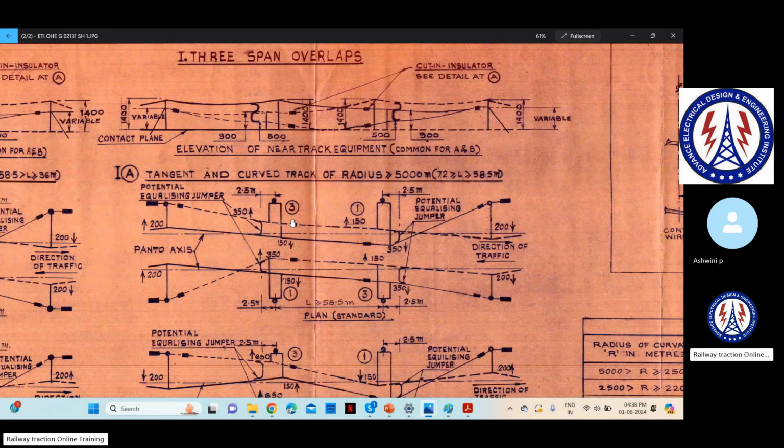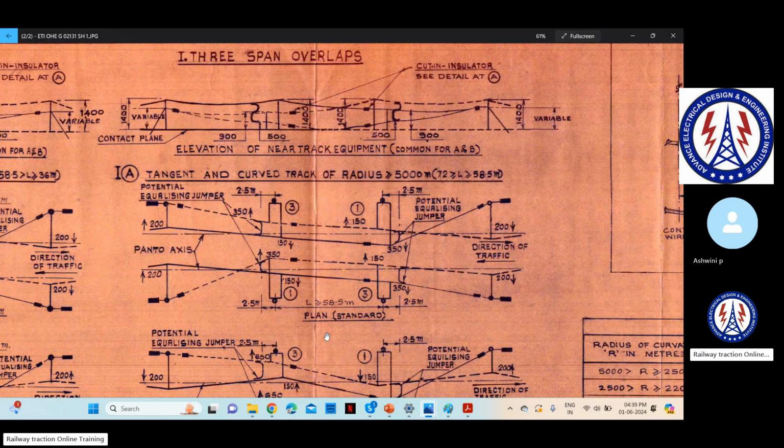You can imagine, there are single lines also, where up and down line work on the same single line. There also the overlap arrangement is the same only. Only one of these they will use, either this or that. But that is in railways. In metros there is no single line, nothing like that. It's the same concept only. In metro also they will use the overlap like this only.